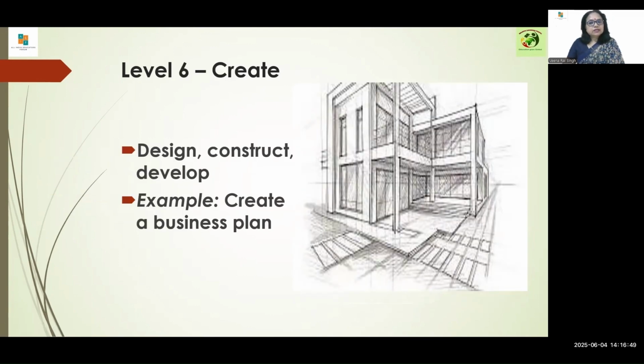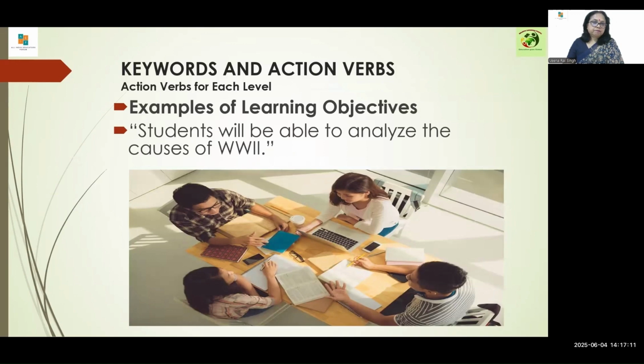Now level 6, where the child is expected to create, innovate. So the questions which can be given are like draw a design, construct a house plan, or develop a software. One example which has been quoted here is create a business plan.